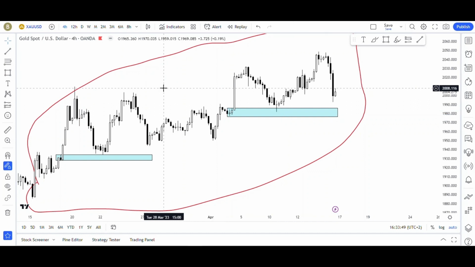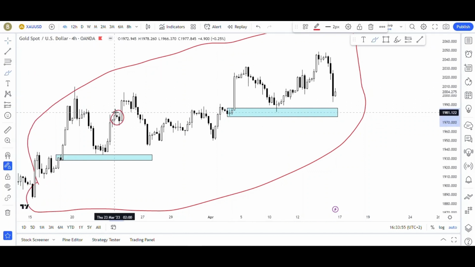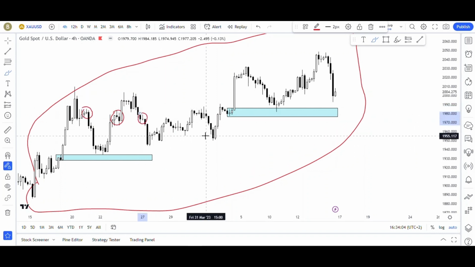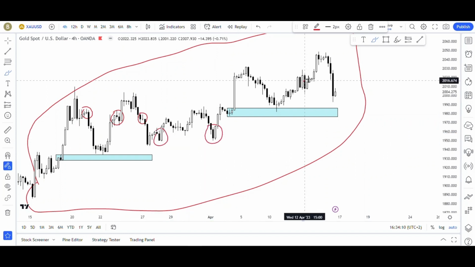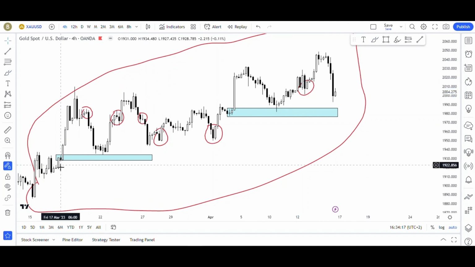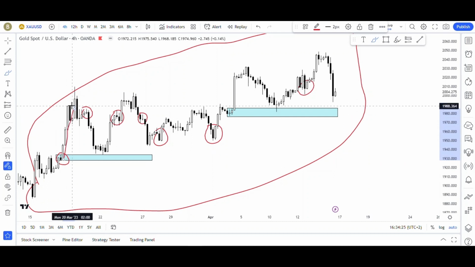But now you can ask me why I didn't draw this order block here, or this one here, or this one here, or this order block here. First of all, I drew this order block because this CP here made a higher high, and can you see the move was so strong.